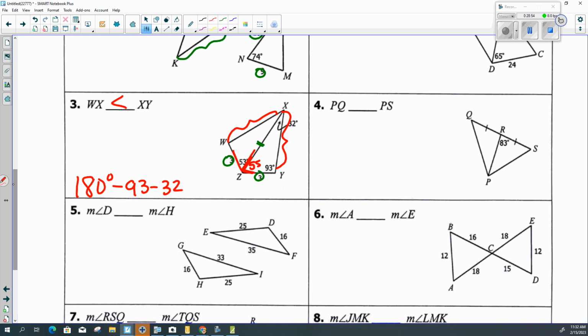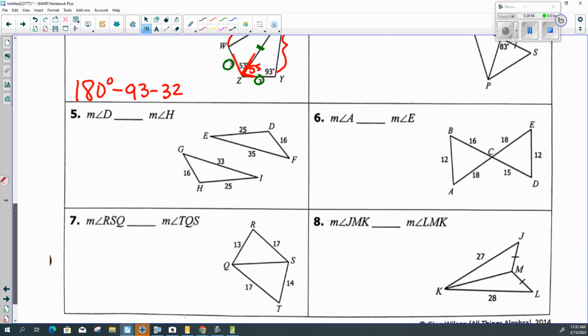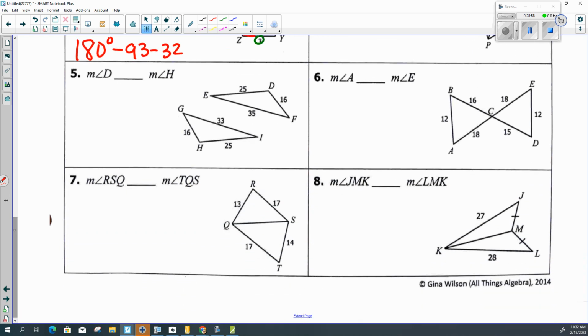I can't tell if we're getting this or not. We are kind of going fast. Okay, these are just the opposite idea. You're talking about the angles.